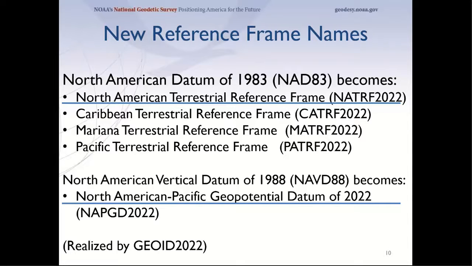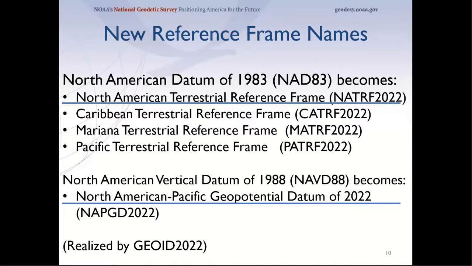And then the vertical datum will be the North American-Pacific Geopotential Datum of 2022. That will replace NAVD 88 here in North Carolina. So any mapping you're doing, horizontally or vertically, this datum change will have an impact on you.